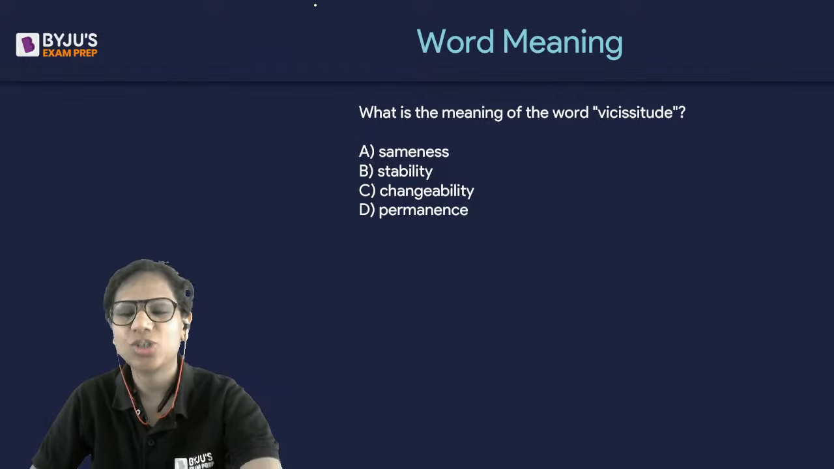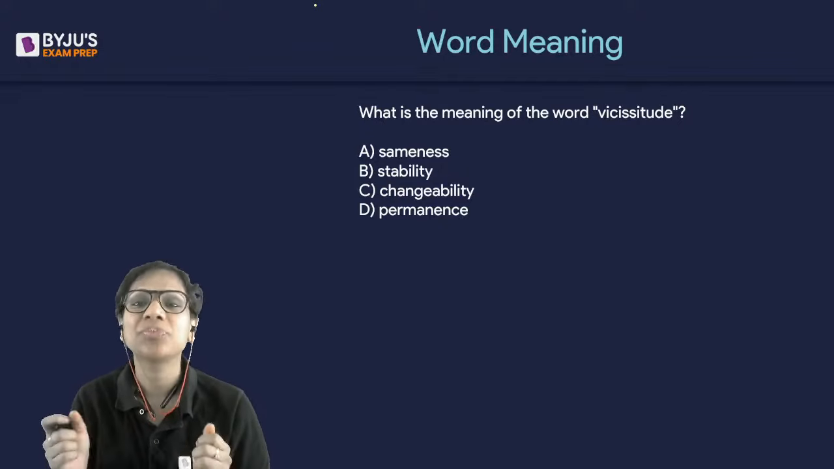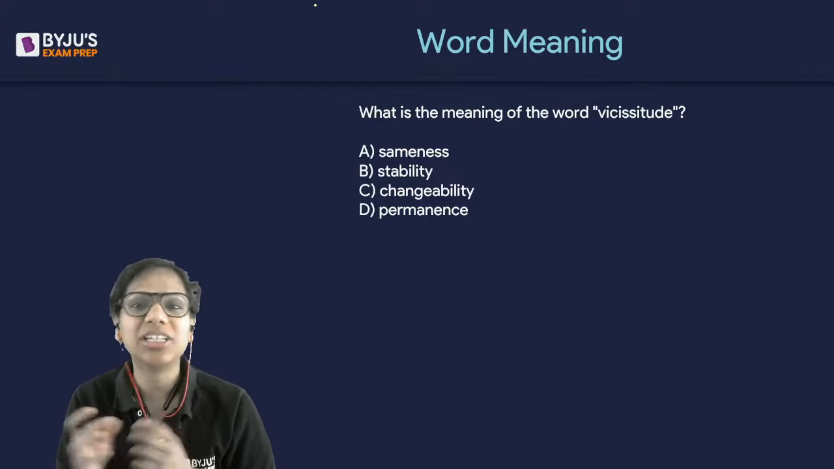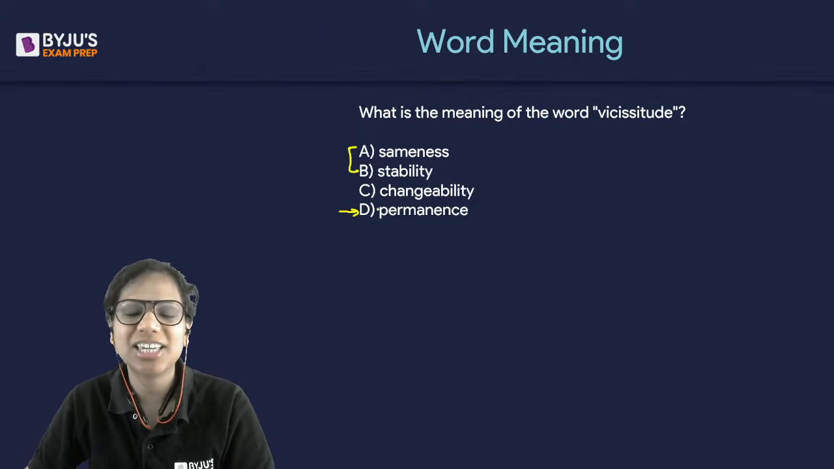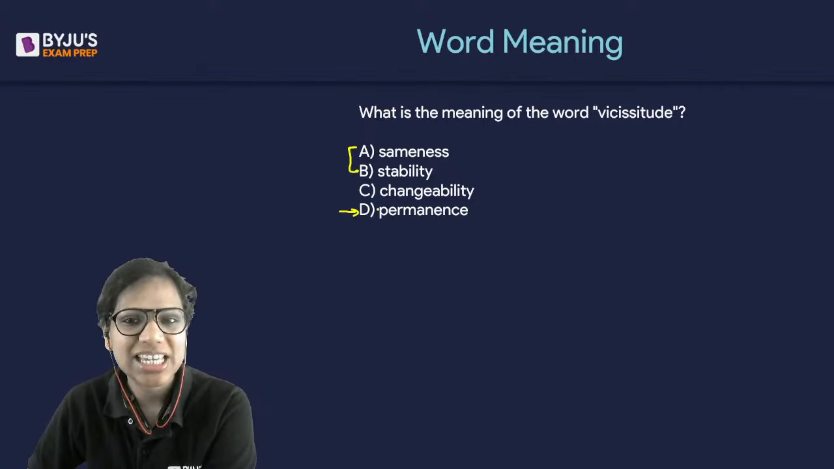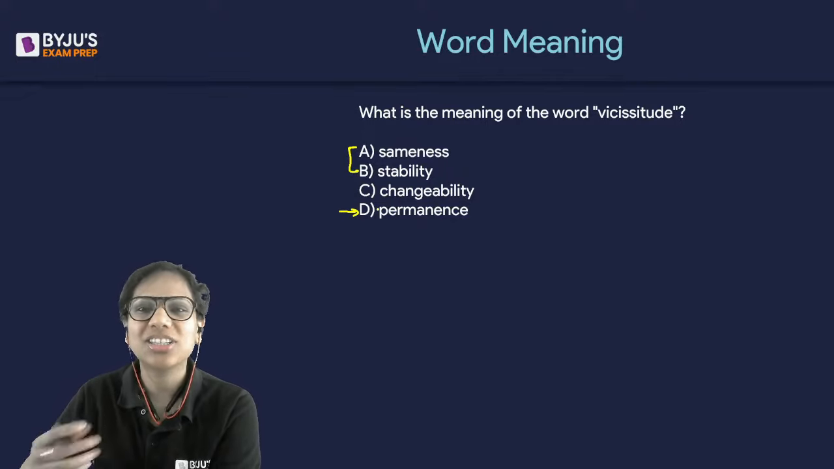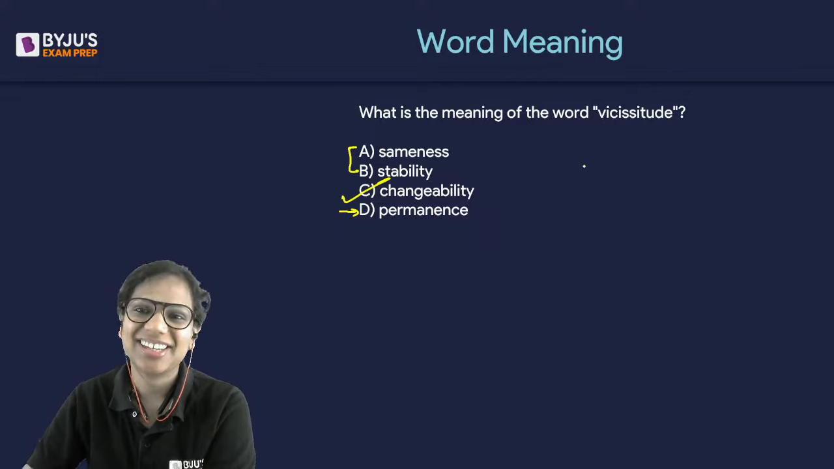Just eliminate. So I've given you some very easy vocabulary questions today. How are they easy? It is possible to group and eliminate in these questions. So do you see that they are very similar ideas? A, B, and D: sameness, stability, permanence. What is the one option that is different? Changeability. That is your answer here.